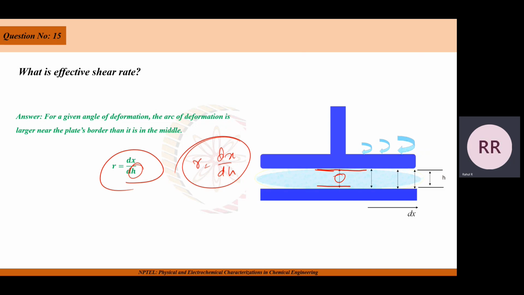So at the center, the shear rate will be minimum, and at the border, at the interface between the plate and the material, the shear rate will be very high compared to the middle. So the answer to this question is, for a given angular deformation, the arc of deformation is larger near the plate's border than in the middle. So this is the effective shear rate. Now let's move on to the next question.